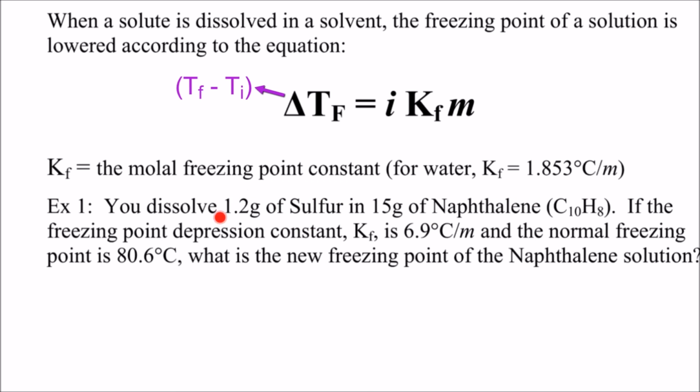So I have enough information to get moles of my solute and kilograms of solvent. That gives me my molality. They gave me the Kf here, and I think that we can solve for the Van 't Hoff factor by writing our net ionic equation for that. Let's solve for the molality first.